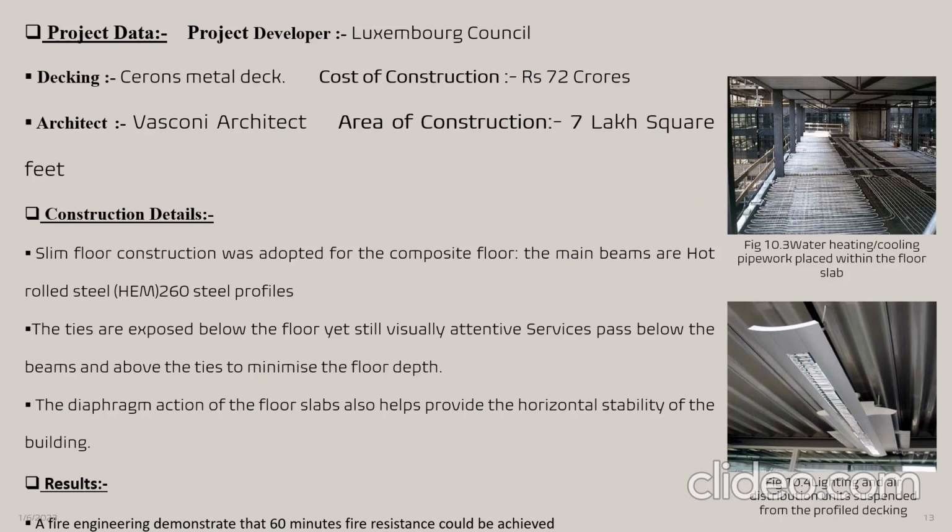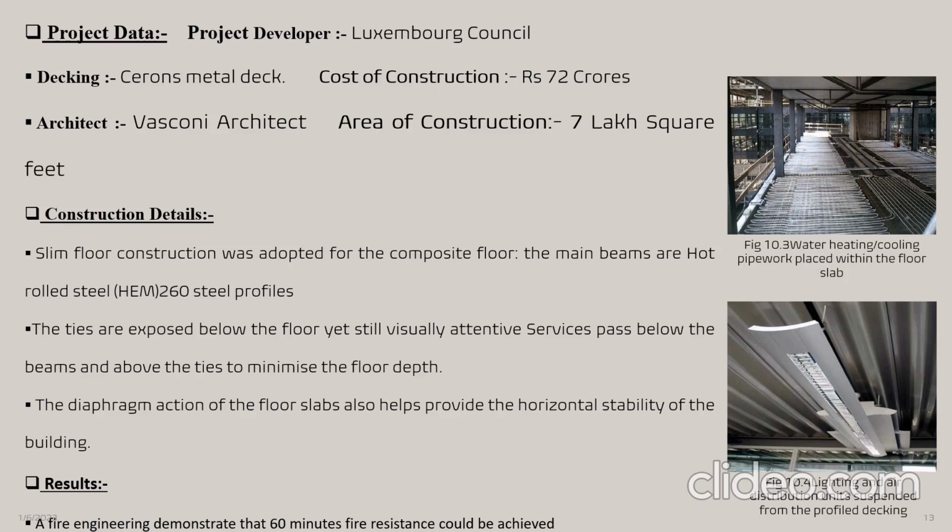Here is the project data which is used in this project. Project developer: Luxembourg Council. Decking used: Cerons metal deck. Cost of construction: rupees 72 crore. Architect: Vasconic Architect. Area of construction: 7 lakh square feet.